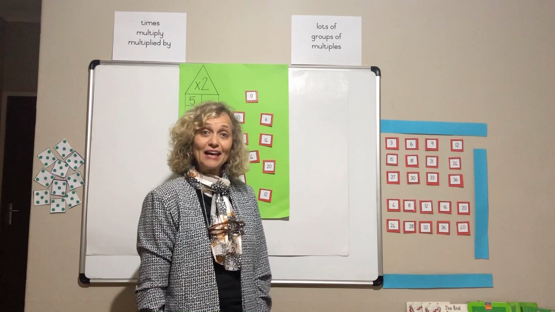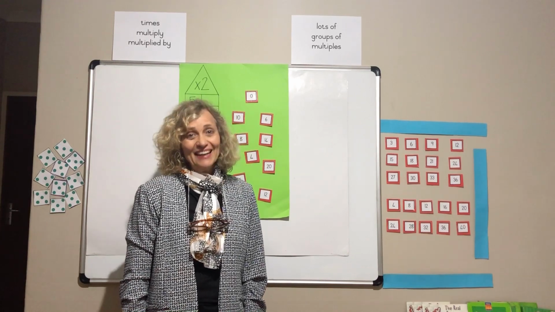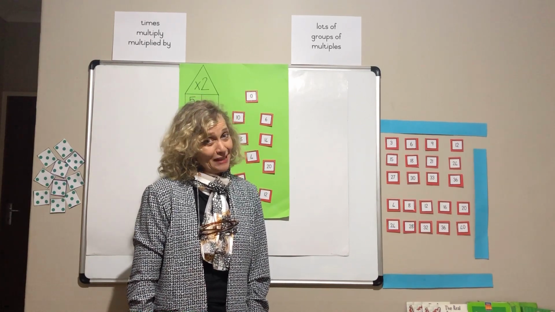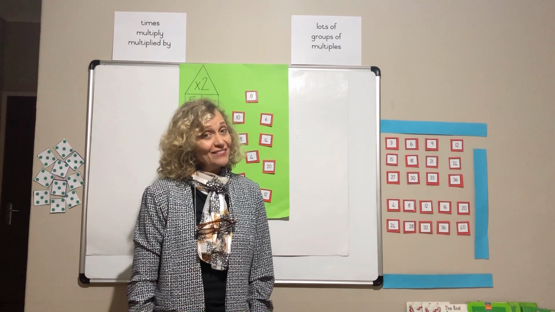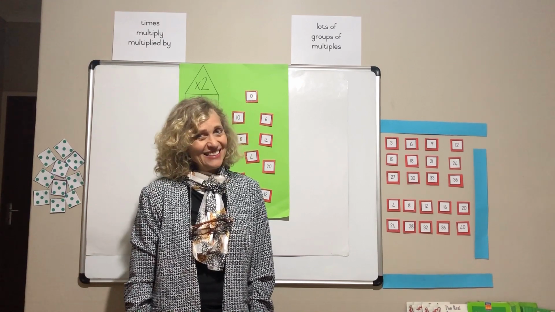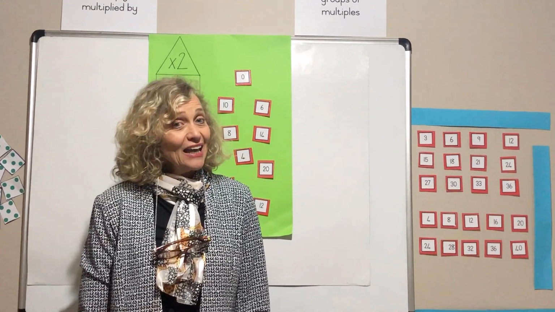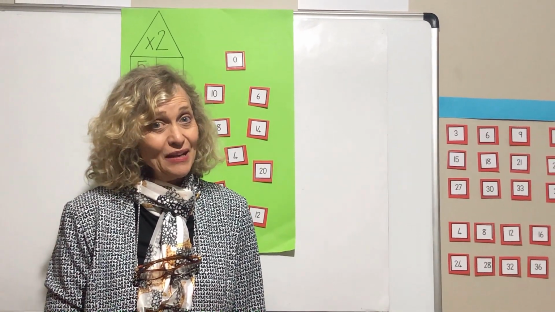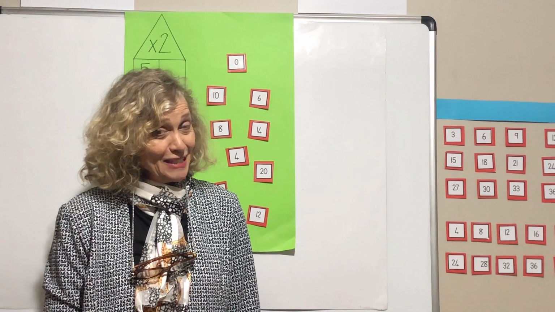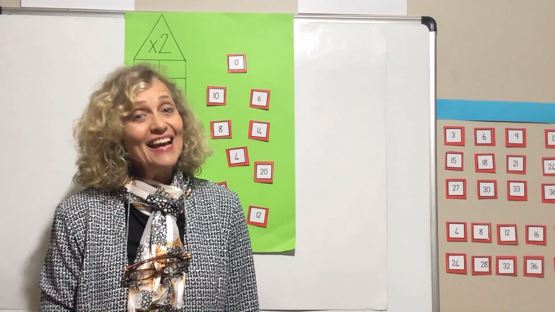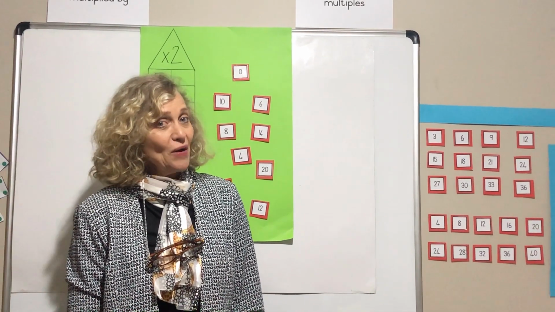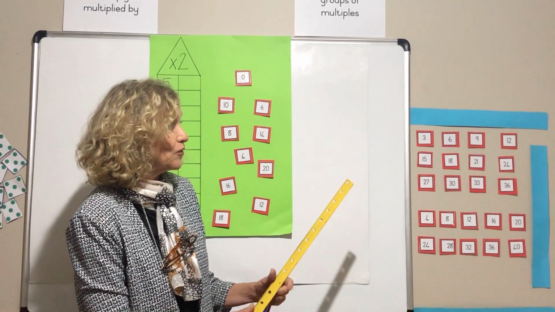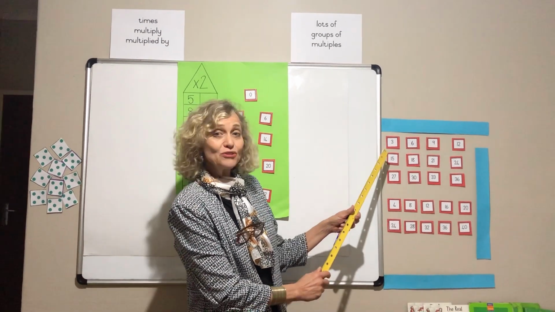Remember, we started with times tables the previous time and we were playing with the 2 times table. We were also counting in 2s and counting in 5s. Today we're going to start off our multiplication lesson by doing some skip counting in 3s and 4s. So I would like you all to direct your eyes here and count with me.